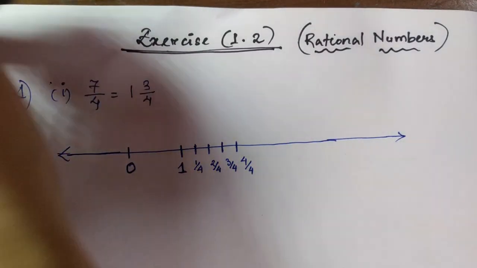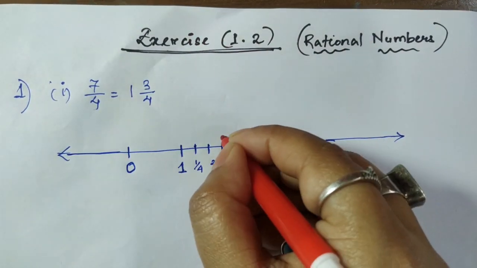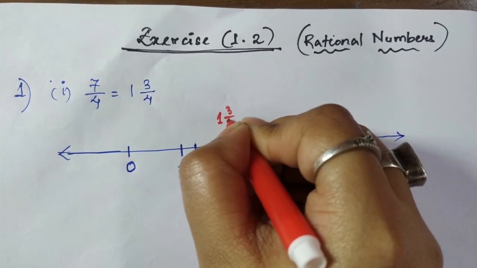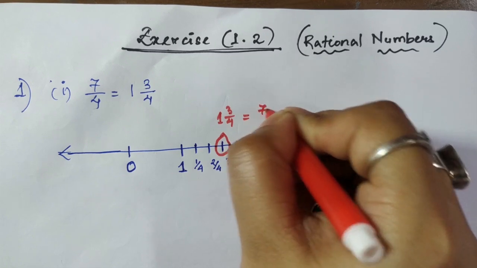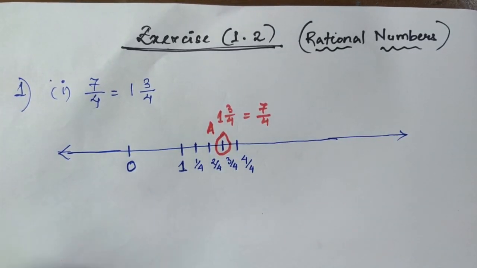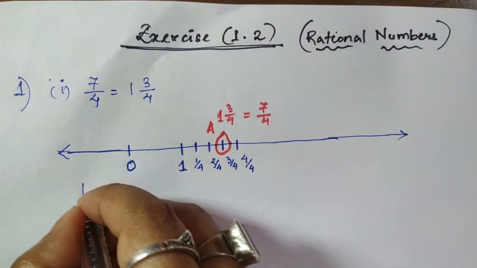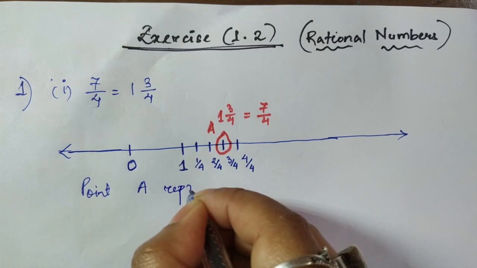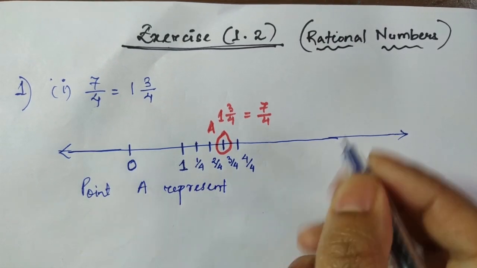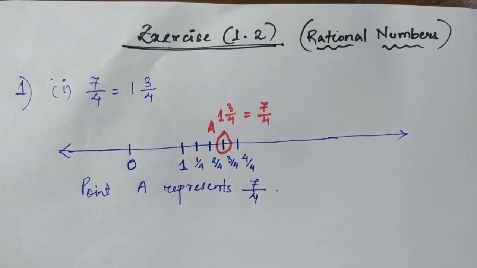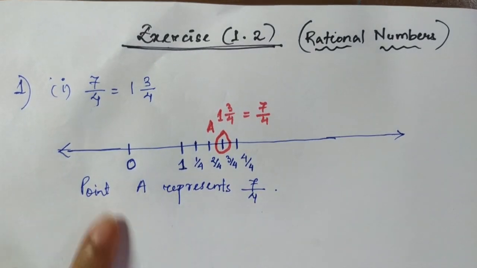So this particular place is 1 3 by 4 or it is equal to 7 by 4. Let me name it as say A. Okay, so I can just write down point A represents 7 by 4. Okay, students, please try doing this.